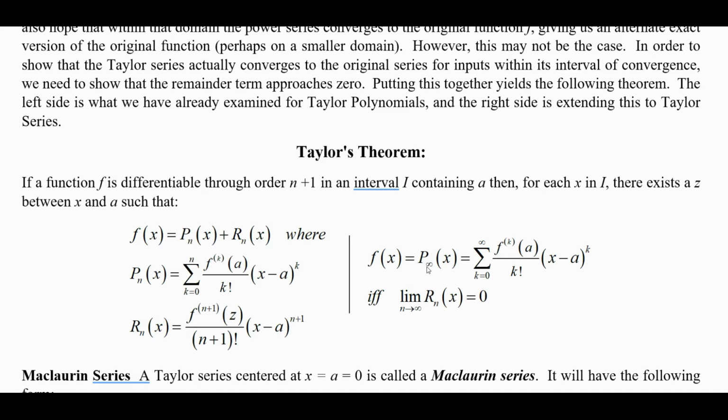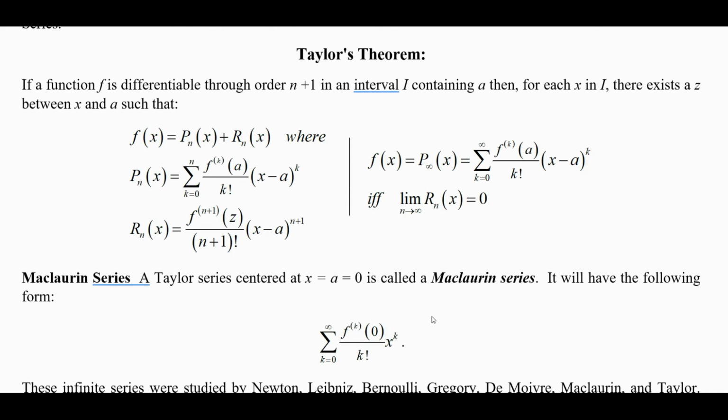Now on the series side, if we have f of x as your p infinity of x, your infinite series, a power series, it's the same thing. It's the kth derivative at a divided by k factorial, x minus a to the k, and then you sum that from k equals 0 to infinity. This needs to have infinitely many derivatives, not just through n minus 1. Okay, and this is if and only if what? That remainder term, this right here, approaches 0.